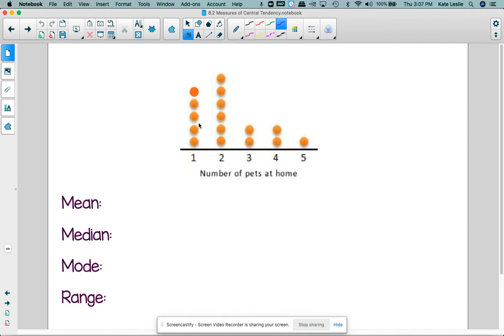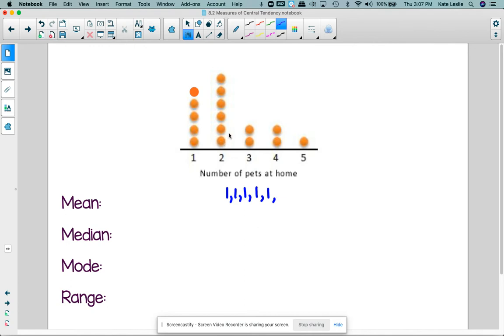So the interesting thing about a dot plot is that each of these dots represents a different number value in our data set. So if I were to actually list out this data set, it would look like this. There are 5 ones. So 5 people have one pet at home. So if I were to list that out, 1, 2, 3, 4, and 5.